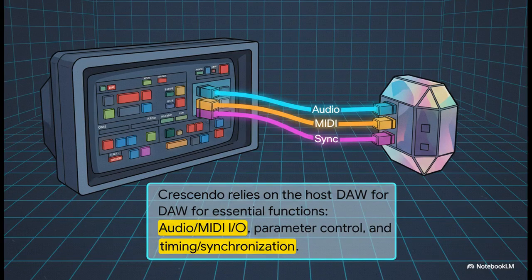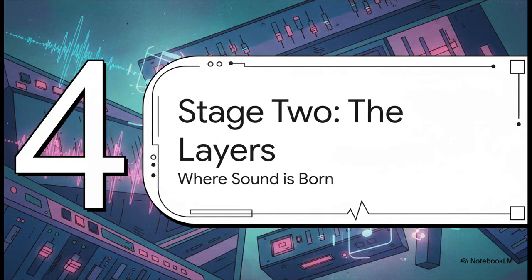Now, it's really important to know that Crescendo doesn't exist in a vacuum. It's designed to be a partner with your DAW. Your DAW handles all the basics, like audio I/O and the project tempo. Crescendo then hooks into all that through what it calls host engagement rules, which is just a fancy way of saying it lets you sync your creation perfectly with your project. Okay, on to stage two, and this is where the magic really starts to happen, the layers.